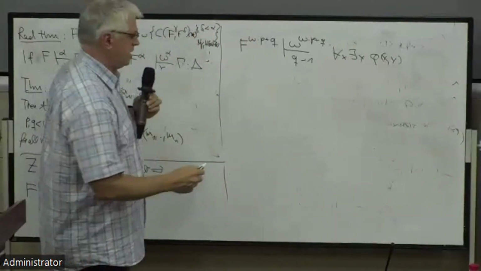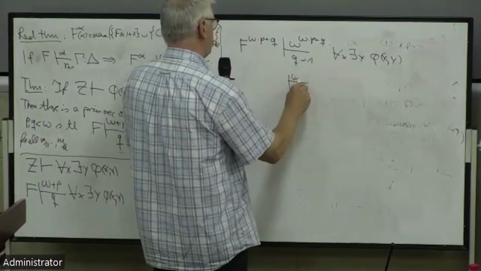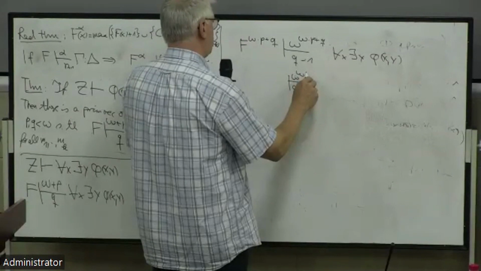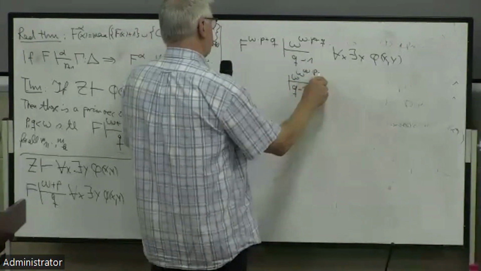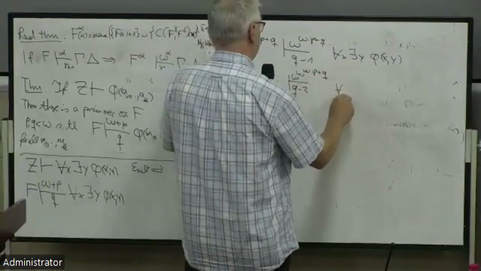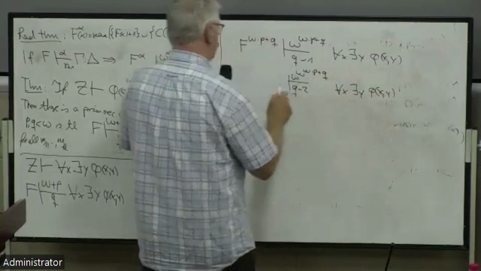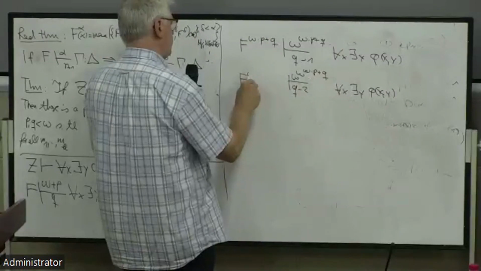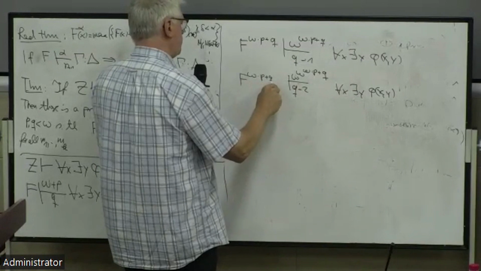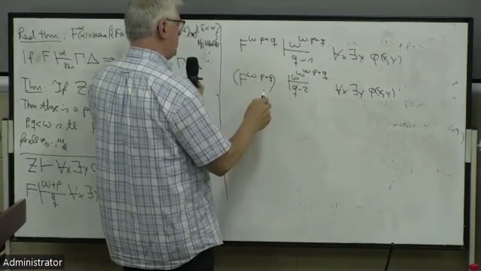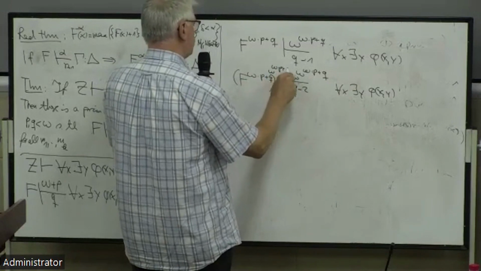Now we reduce the cut again. We get here q minus 2. Here's omega to the omega times p plus q, for all x there's a y, phi of x y. In the meantime, we have to iterate our operator again. So we have the operator omega times p plus q. This one has to be iterated omega to the omega times p plus q many times.